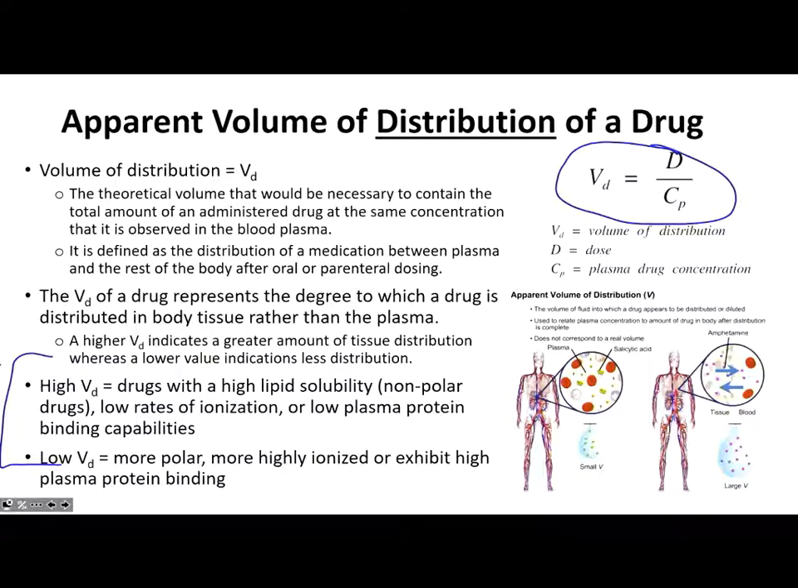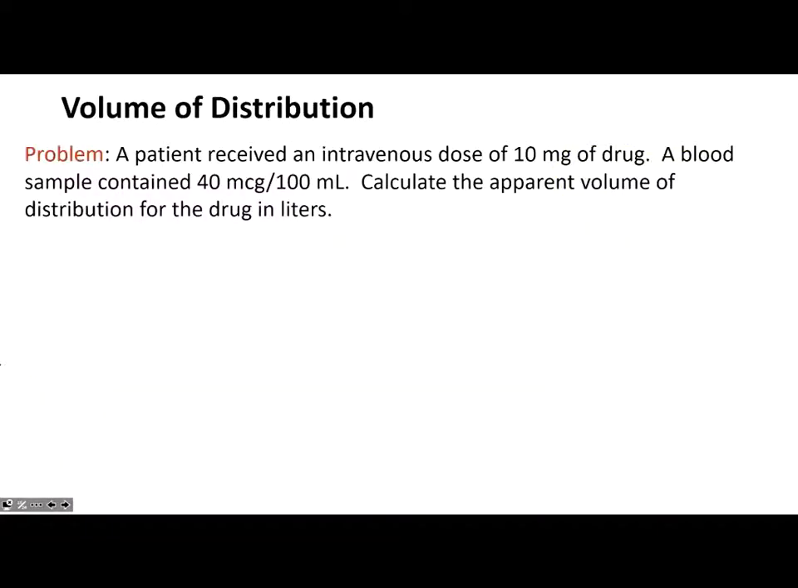In the end, the formula that you've got to know and the terms that you've got to be able to use, if I give you this formula on a quiz or something on the test, is that VD, the volume of distribution, is equal to the dose over the plasma concentration. So let's answer one of those questions. This is what something might look like. It would say, a patient received an intravenous dose of 10 milligrams of a drug. A blood sample was taken, and the concentration of that drug in the blood was measured to be 40 micrograms per 100 milliliters. Calculate the apparent volume of distribution in liters.